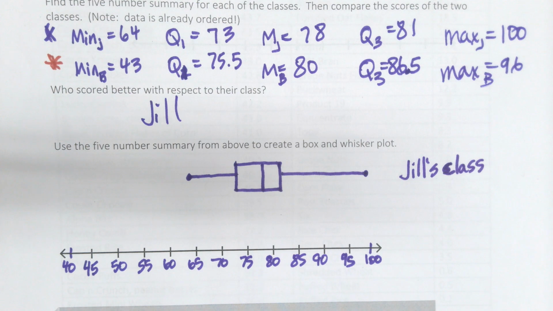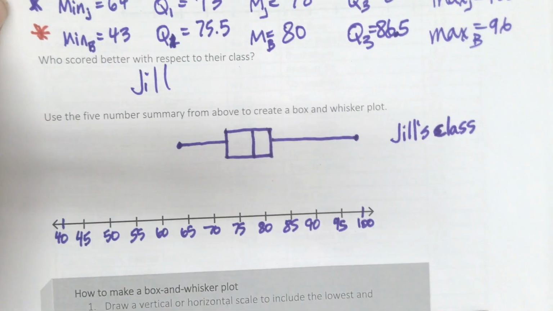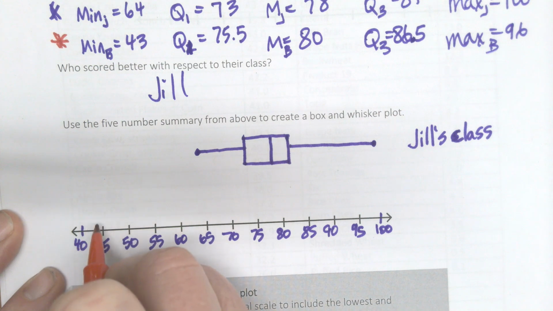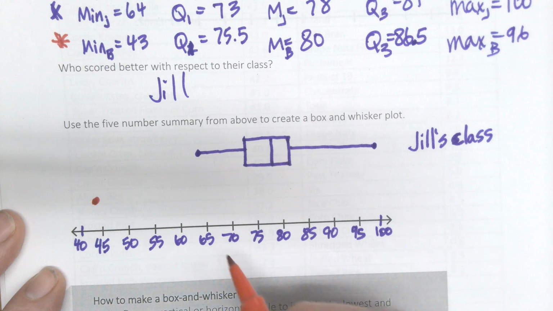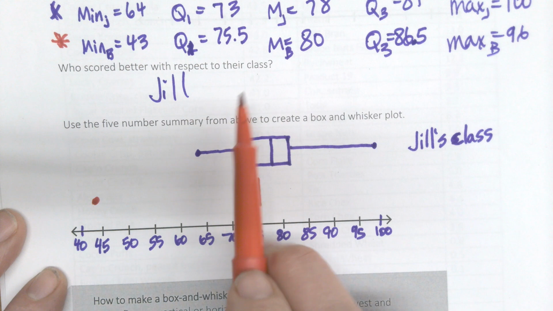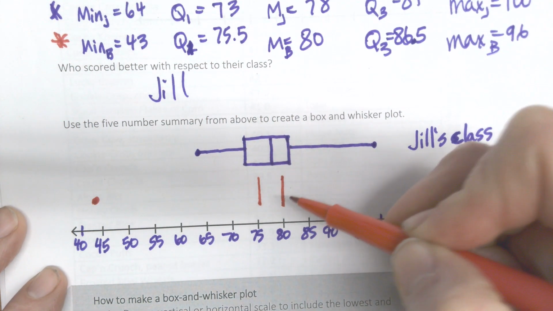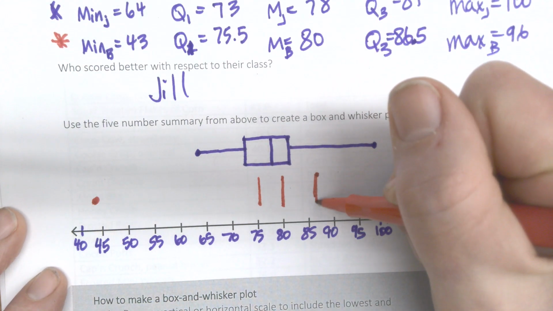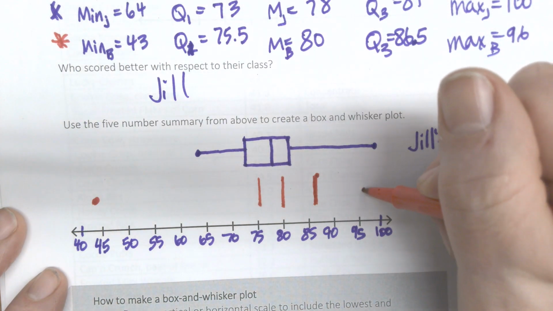And then I'll do the same thing for, was it Bill? Yeah, Bill's class. Okay, so do the same thing for Bill. This one I'll do in red. So his lowest score was 43, so we'll put a dot, approximate 43. And then Q1 was 75.5, so that's real close to 75. I'll put that there. The median is 80, so the middle line is at 80, and 86.5, so I approximate about 86.5-ish. And the highest score in that class was 96, so I put my last dot at 96.